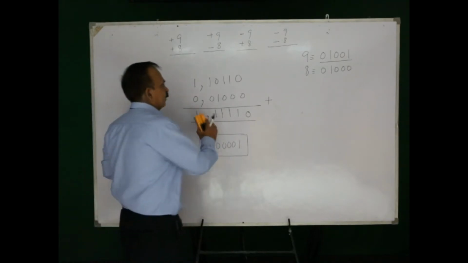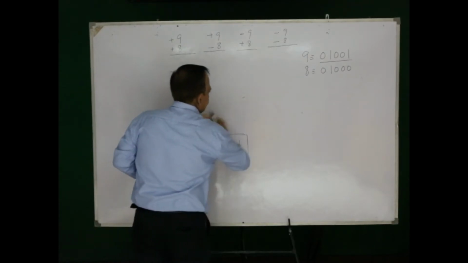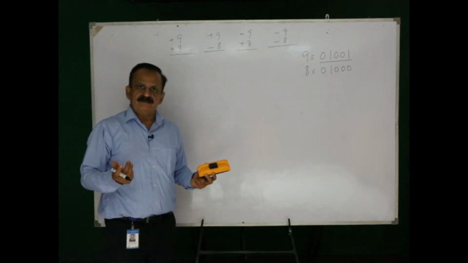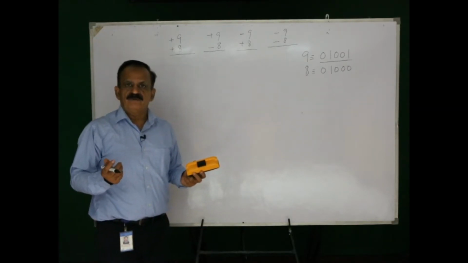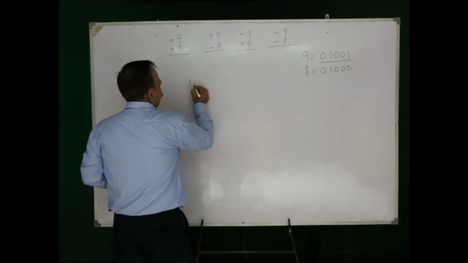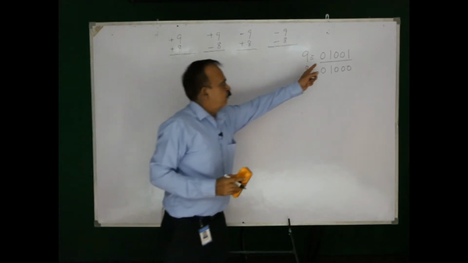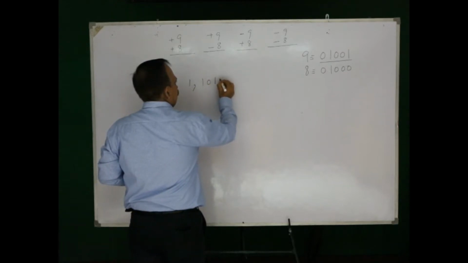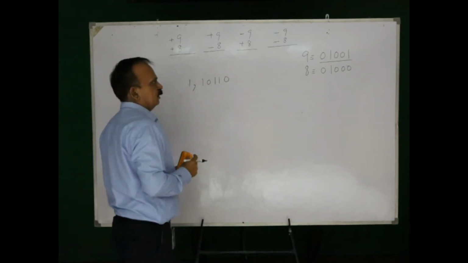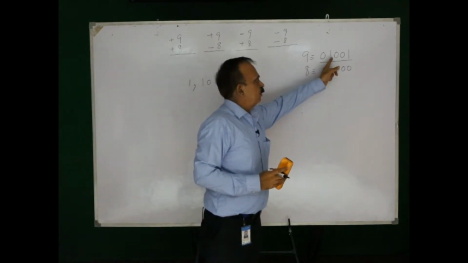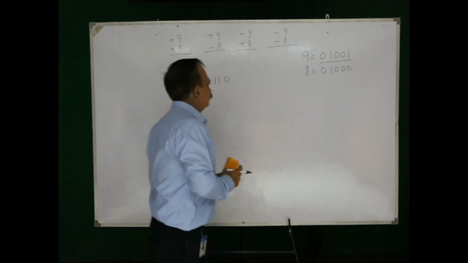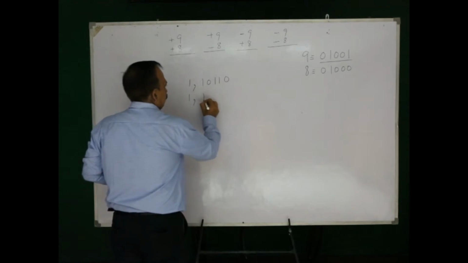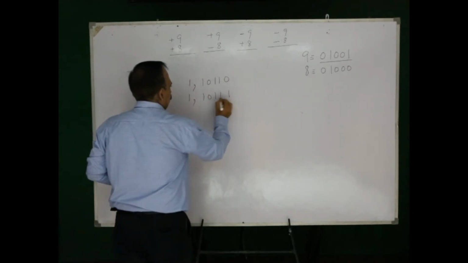Very interesting is the last example. Now the last example is minus 9 and minus 8. Both the numbers are negative. That means I will be taking 1's complement of both the numbers. The first one will be 1, negative. 1's complement of this is going to be 1, 0, 1, 1, 0. What about 8? It is 1, and then the complement 1, 0, 1, 1, 1.